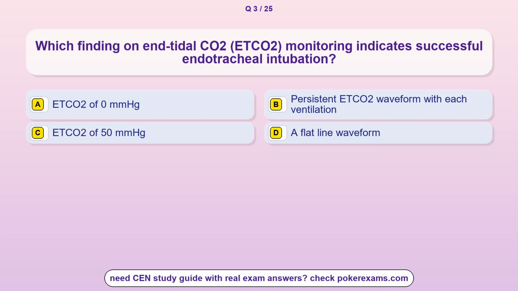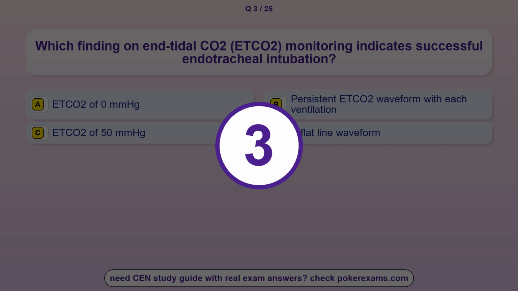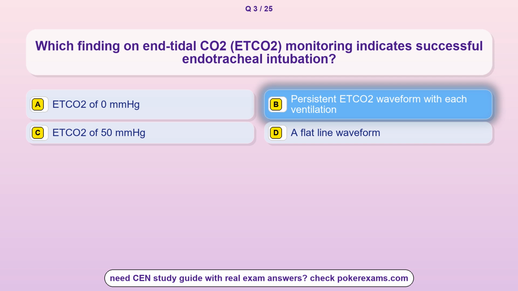Question 3. Which finding on end-tidal CO2, EtCO2, monitoring indicates successful endotracheal intubation? Option A, EtCO2 of 0 mmHg. Option B, persistent EtCO2 waveform with each ventilation. Option C, EtCO2 of 50 mmHg. Option D, a flat line waveform. The correct answer is option B, persistent EtCO2 waveform with each ventilation.